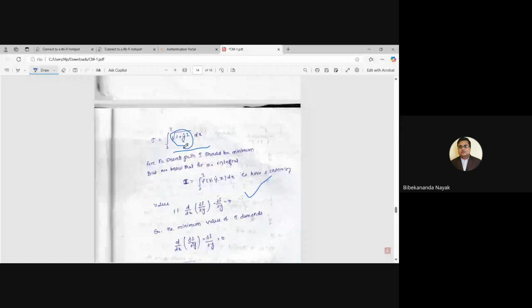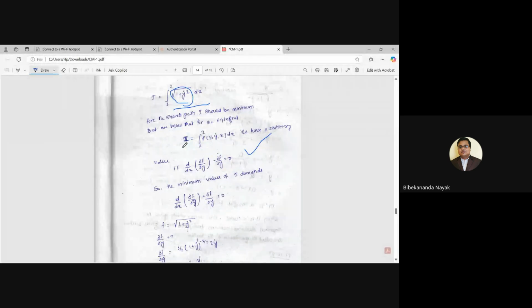Putting in place of f, 1 plus y dot square, we found del f by del y is 0, and del f by del y dot is like this in derivative. So putting it in the equation, we got d by dx of y dot by square root of 1 plus y dot square is 0. This means the bracketed term is a constant. Squaring both sides and simplifying, we found y dot is a constant.